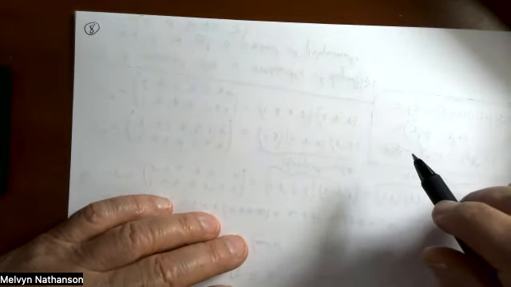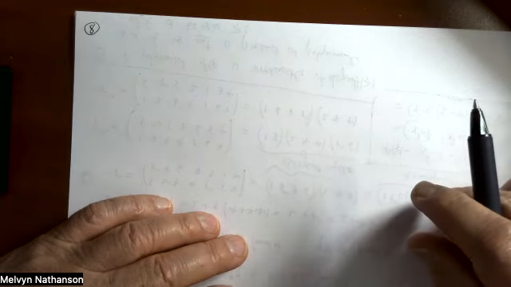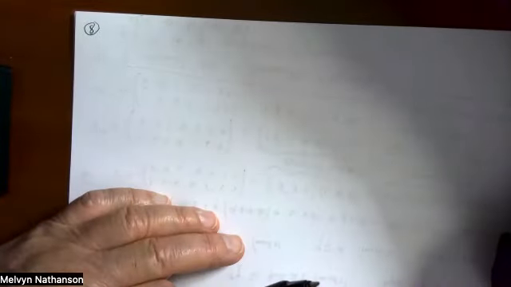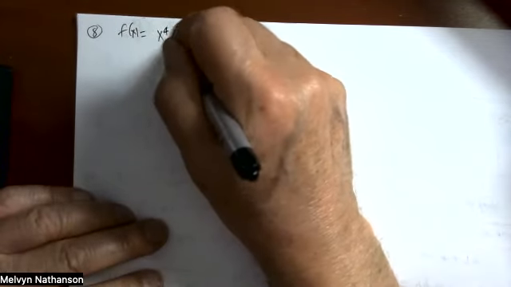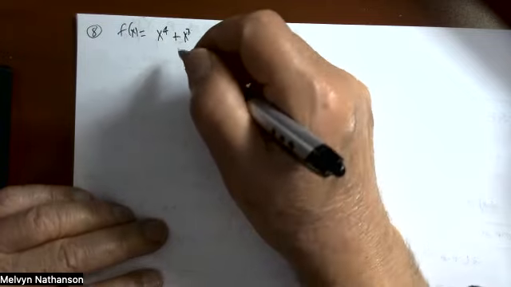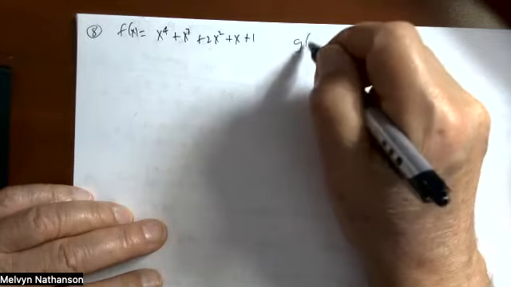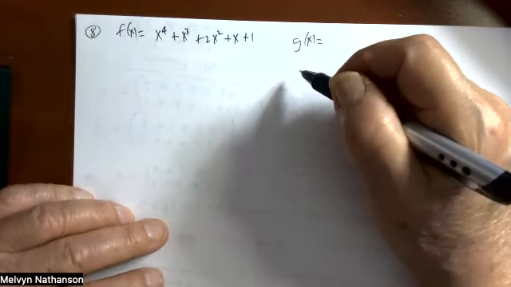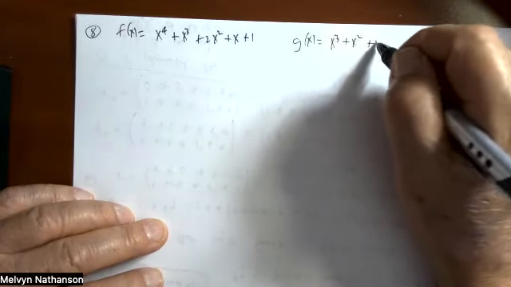Problem number 8 is just to do the Euclidean algorithm long division for polynomials. So we have 2 polynomials, f of x equals x to the 4th plus x cubed plus 2x squared plus x plus 1, and g of x equal to x cubed plus x squared plus x plus 1.